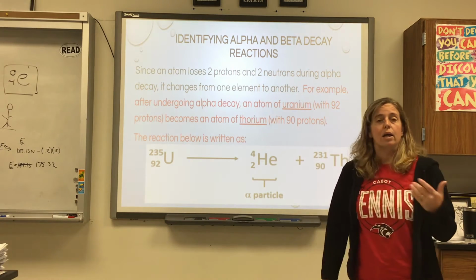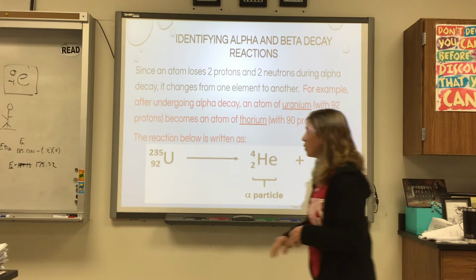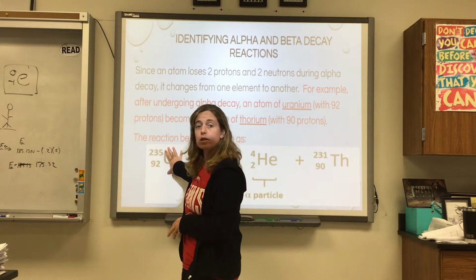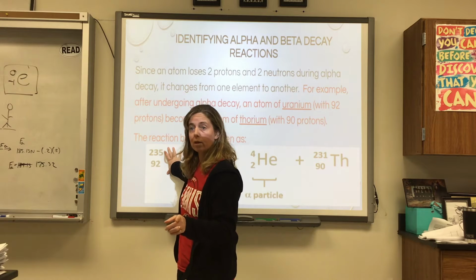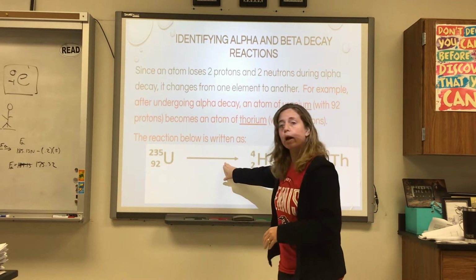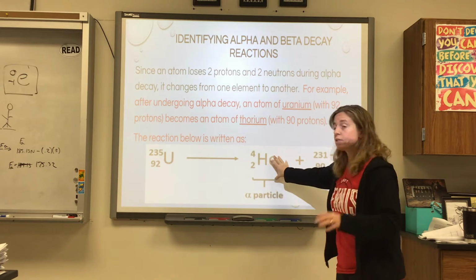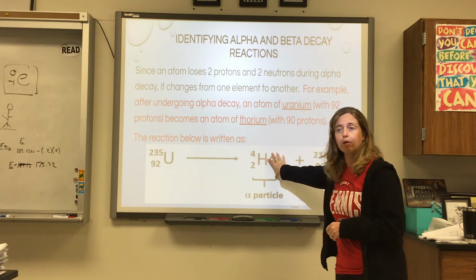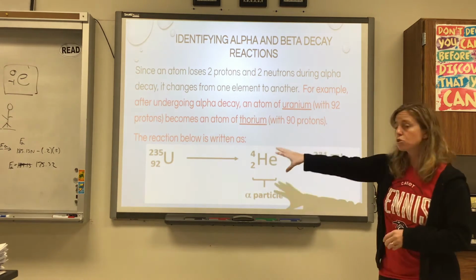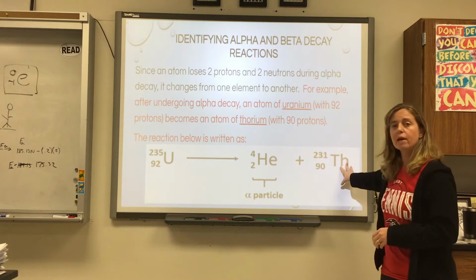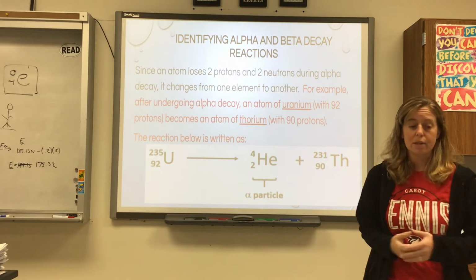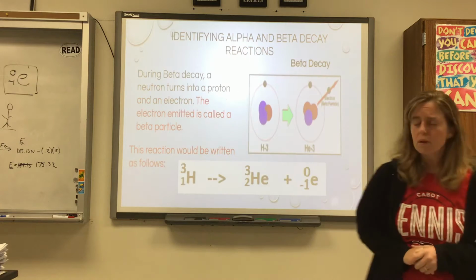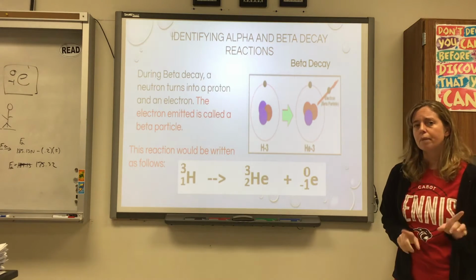Now, in a problem that you will get, I would only give you the isotope symbol that you start with. You would then draw your arrow. If it said it undergoes alpha decay, you would put in your alpha particle, subtract that from the original sample, and whatever's left over, that's your byproduct, that's your element that's left over. Okay? Beta decay is a little bit different.